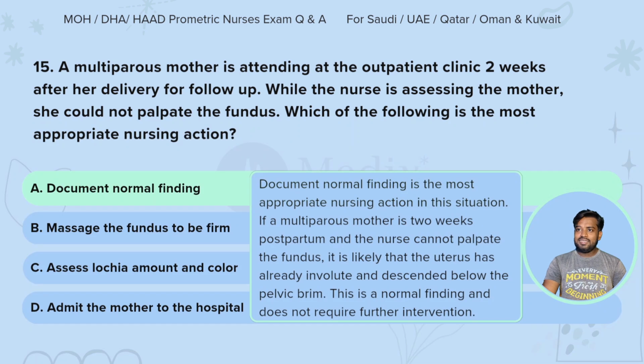The correct answer is A. Document findings is the most appropriate nursing action in this situation. If a multiparous mother is 2 weeks postpartum and the nurse cannot palpate the fundus, it is likely that the uterus has already involuted and descended below the pelvic brim. This is a normal finding and does not require further action.